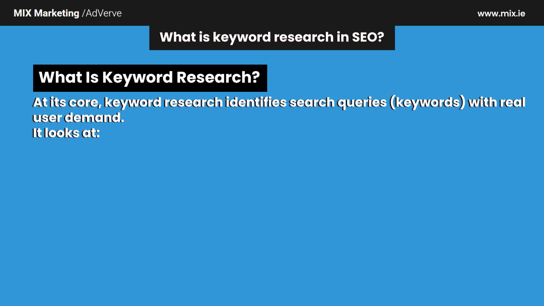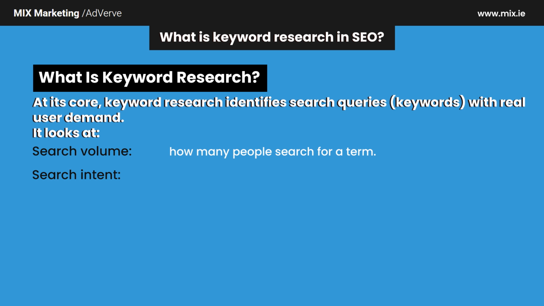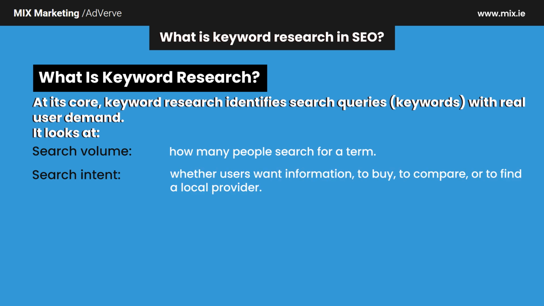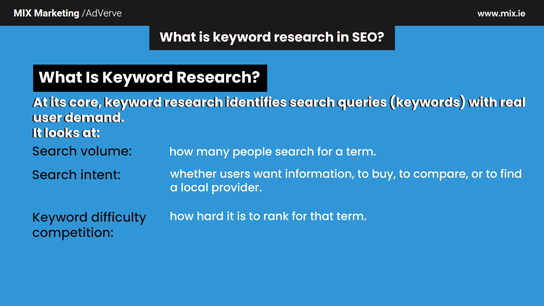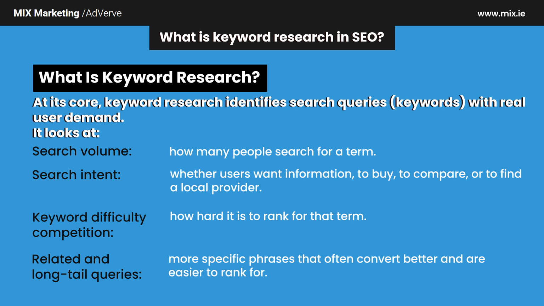At its core, keyword research identifies search queries, keywords, with real user demand. It looks at search volume. How many people search for a term? Search intent. Whether users want information, to buy, to compare, or to find a local provider. Keyword difficulty, competition. How hard it is to rank for that term. Related and long-tail queries. More specific phrases that often convert better and are easier to rank for.